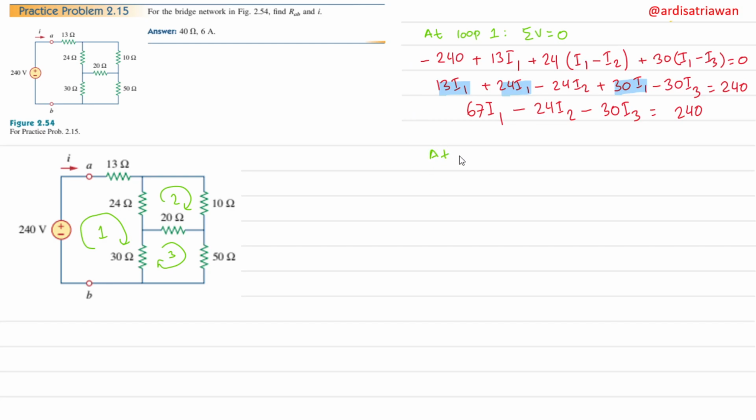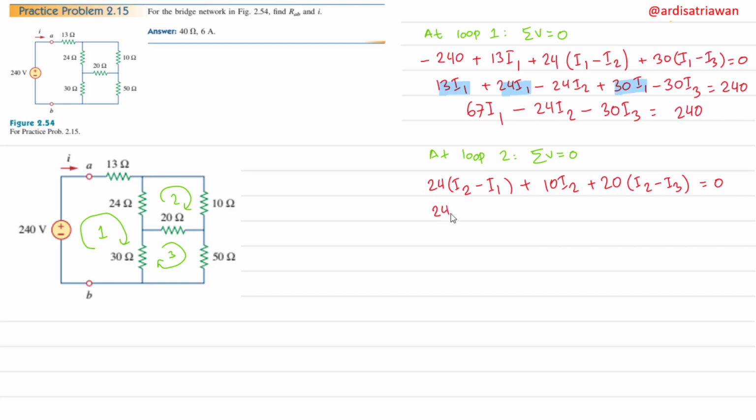So now let's do loop number 2. The sum of the voltage will equal 0, and because our focus is on loop 2, here we have 24 of I2, but I1 is flowing in the opposite direction, so minus I1, and then plus 10 I2, and then plus 20 times I2 minus I3, and all of this will equal 0.